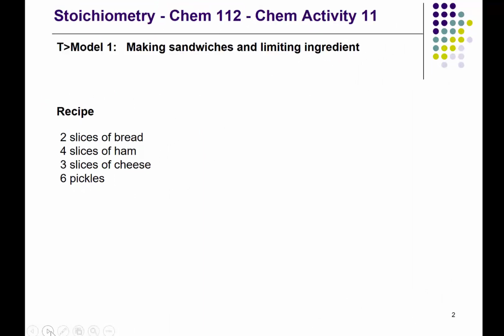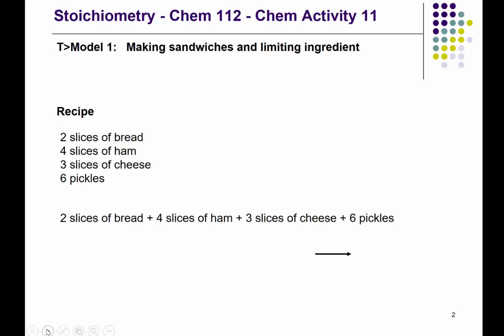So I have a recipe for a sandwich: 2 slices of bread, 4 slices of ham, 3 slices of cheese, 6 pickles. I'm not saying it's a great sandwich, but it is a recipe. And we can write out this recipe kind of like a balanced chemical equation. So 2 slices of bread, 4 slices of ham, etc. And all of this leads to making one sandwich.